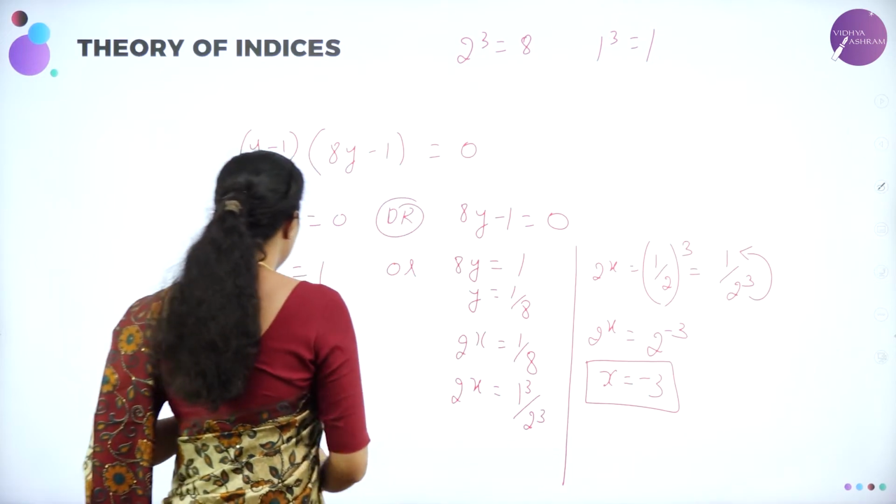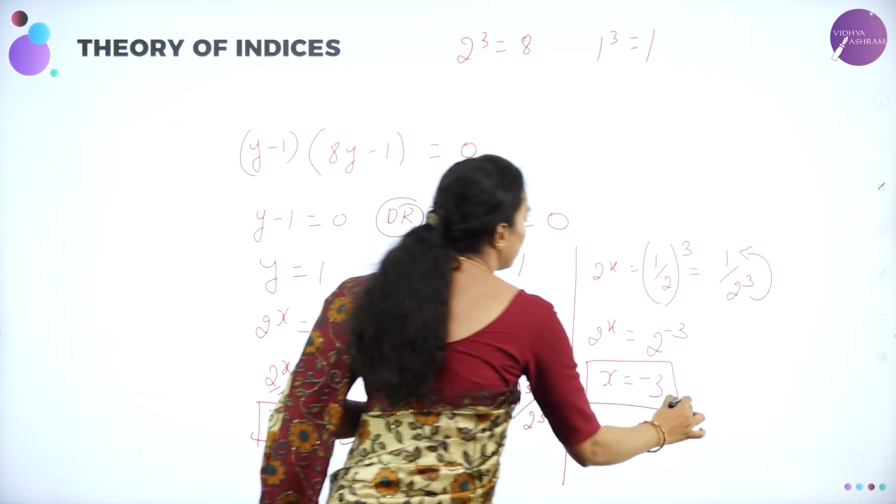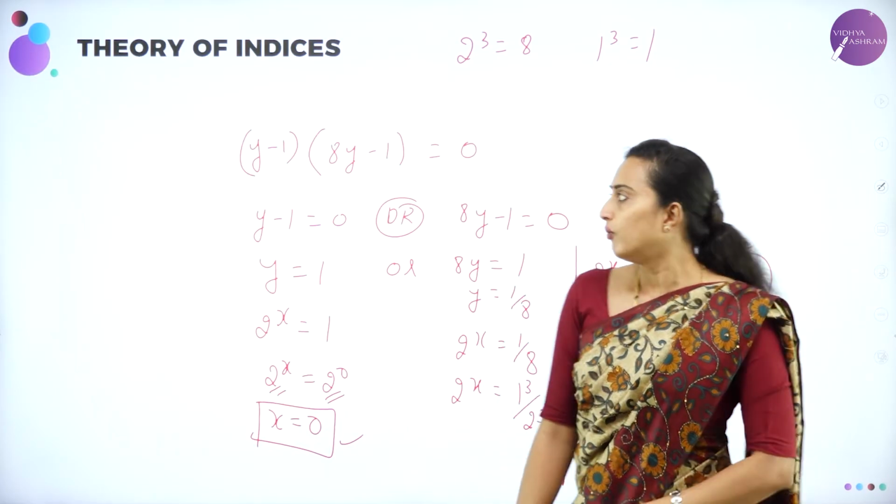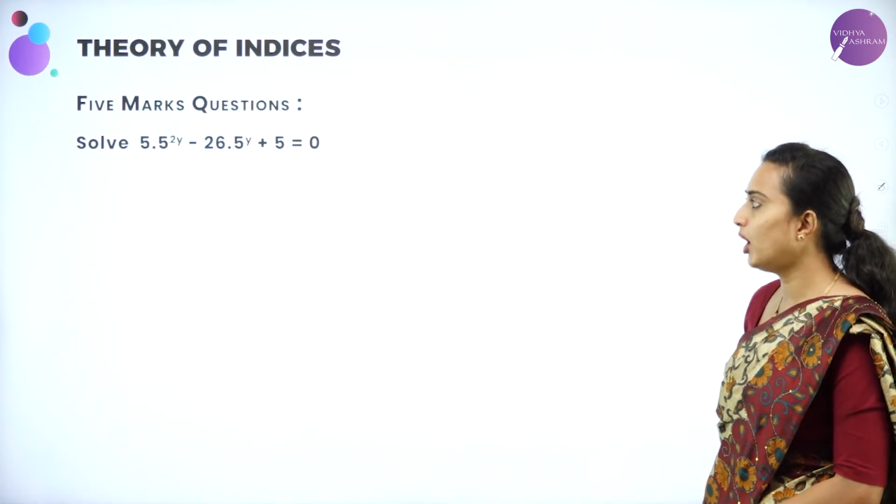These are the two roots you are going to have. x will be equal to 0. x will be equal to minus 3. Understood? We'll be moving on to the next problem.